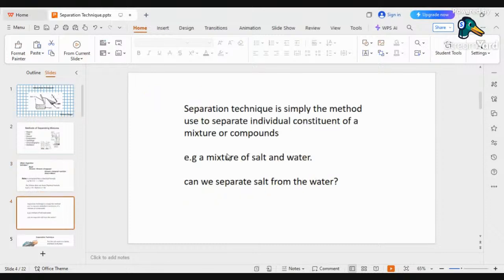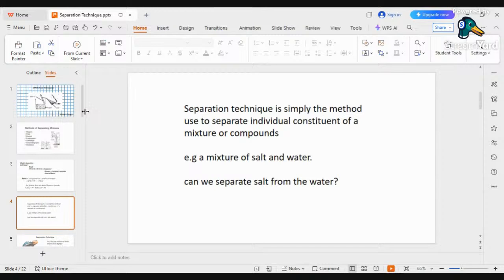Like my slide defined, separation techniques is simply the method used to separate individual constituents of a mixture or compound. So for example, we have a mixture of salt and water. Now, how do we remove salt from water? If we have a mixture of salt and water, you turn salt inside water, how do you remove it? Or how do you separate the water from the salt? Or the salt from the water?